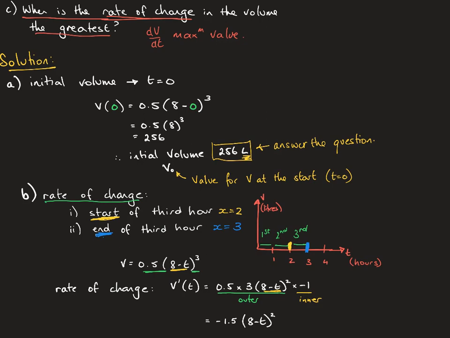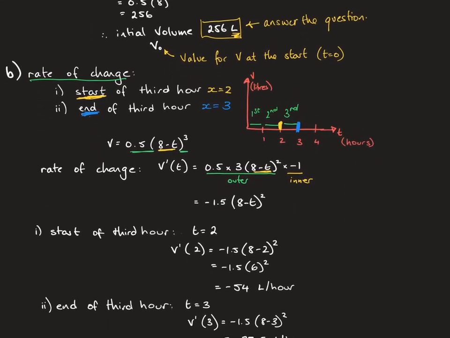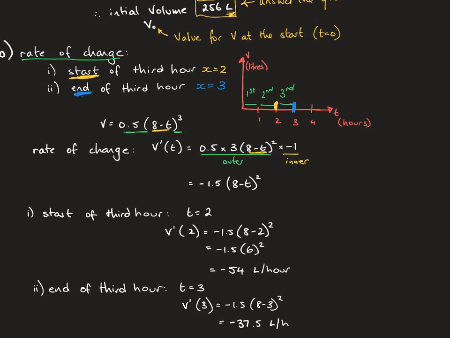Once we've done that, we'll have our formula for V dashed, so this is our formula for V dashed of t, and then we can substitute in our t of 2 and our t of 3. This time I've just thrown the litres per hour on the end, and if I box it up like that, that will be enough to get you full marks on the exam.